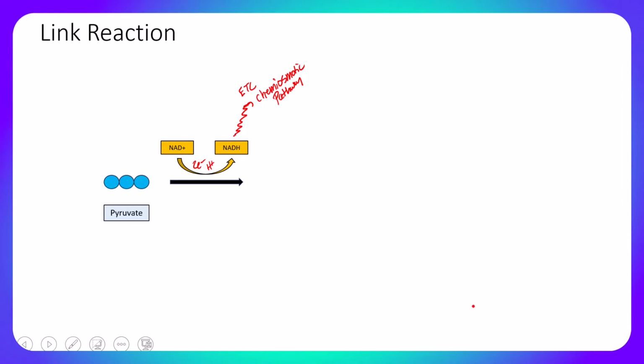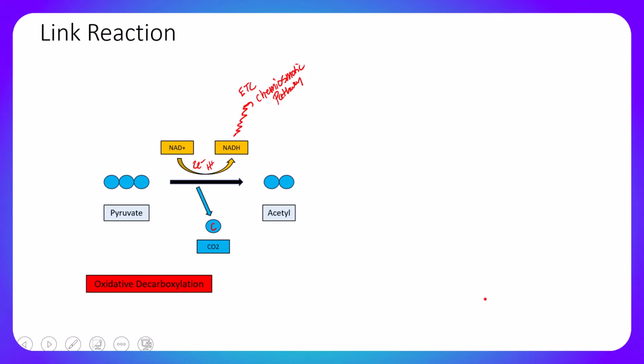Once NAD+ is converted into NADH, a CO2 is going to be kicked off. A CO2 will be released. Again, that is a carbon. It comes from the pyruvate. This is a process that will convert pyruvate into a 2-carbon acetyl. This process is actually called oxidative decarboxylation.